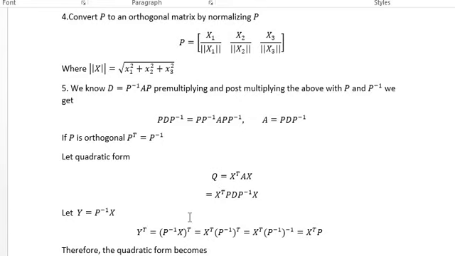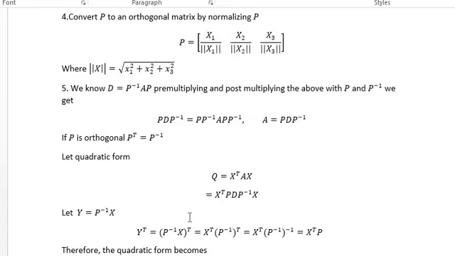So what does Y transpose become? Y transpose will be equal to (P inverse X) the whole transpose. That is, this is equal to X transpose (P inverse) transpose, which we know is equal to X transpose (P inverse) the whole inverse.